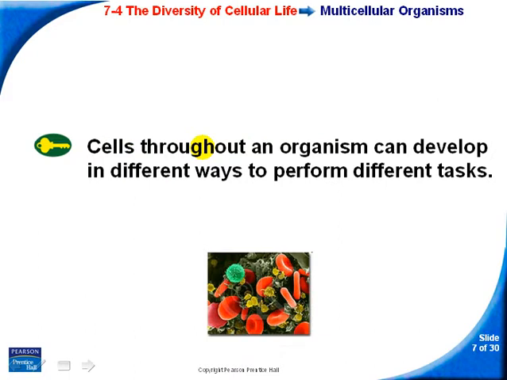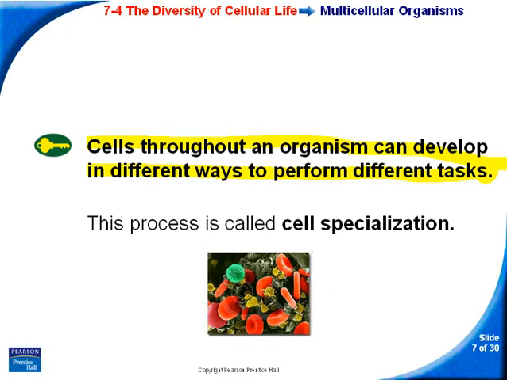Cell specialization. What that means is cells throughout an organism can develop in different ways to perform different tasks. Like these blood cells down here, you see red blood cells, you see T cells, and you also see platelets, and they all have a different job, but they all are found in blood. And the process of this is called cell specialization.